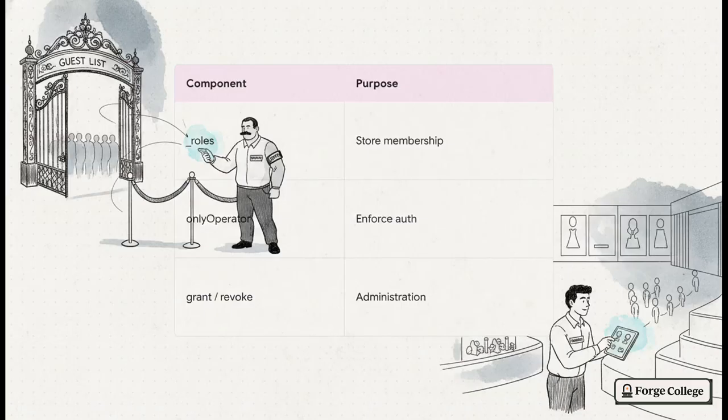When you break down the core mechanics sketched out here on this patent paper design, they're actually incredibly simple. The roles mapping you see right at the top, that's our guest list. The onlyOperator modifier sitting in the middle, that's the bouncer checking IDs at the door. And those grant or revoke functions at the bottom, those make up the club manager's toolkit. It really is that straightforward to translate a security policy into executable code.